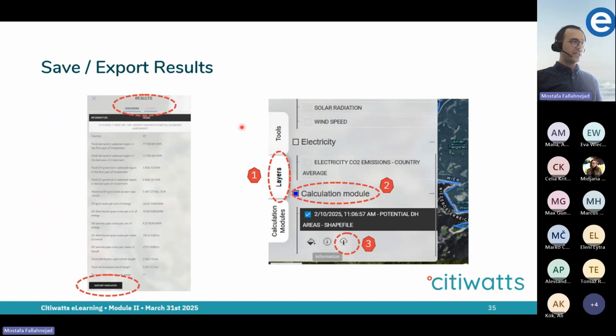Once you run the calculation module, you get a set of indicators. You have the option to export them. You have to do it in order to use the scenario assessment tool. And there are also a set of output layers generated by the calculation module. For that, you need to go to the layer tab under the calculation modules. You can also download the generated layers.